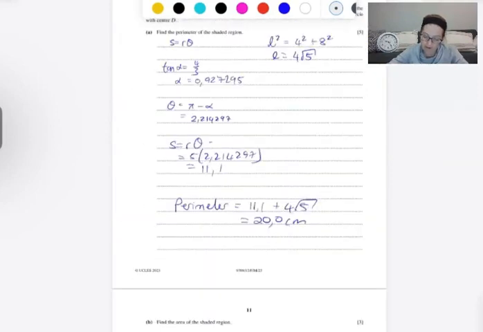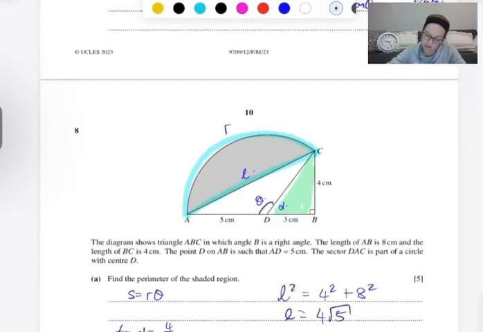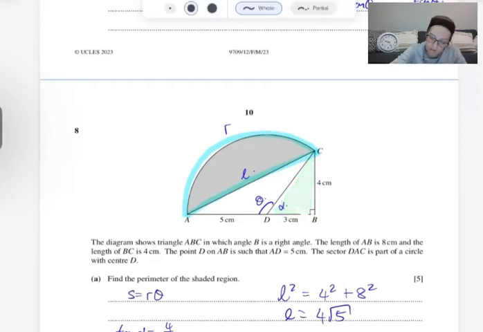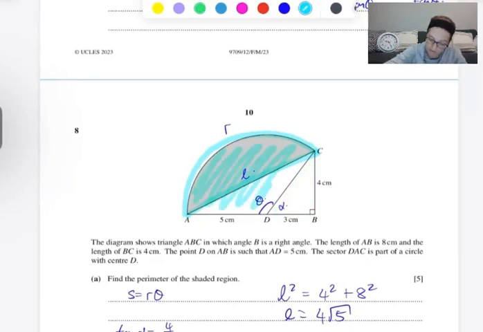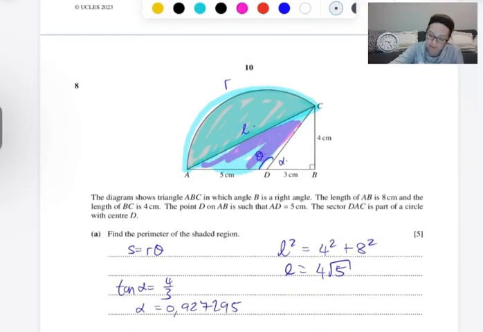Okay, find the area of the shaded region. That is a segment. We don't have the formula for a segment, but we can work out the area of the full sector minus the area of the triangle. If I highlight here, we're going to work out the area of the full sector, because we've got a formula for that, minus the area of the triangle. Let's say that in pink. That's going to give us the area of the segment. So that's the strategy.